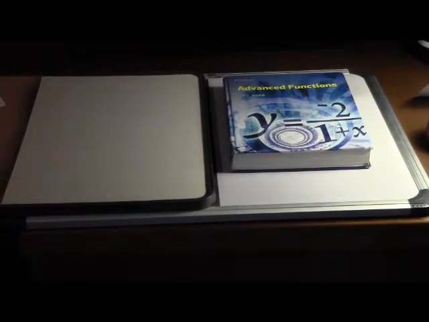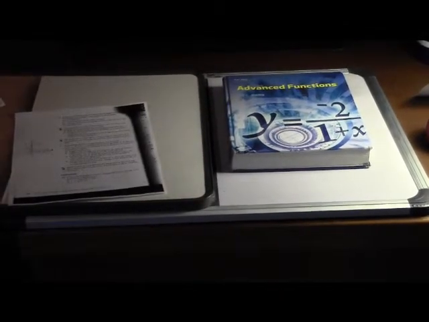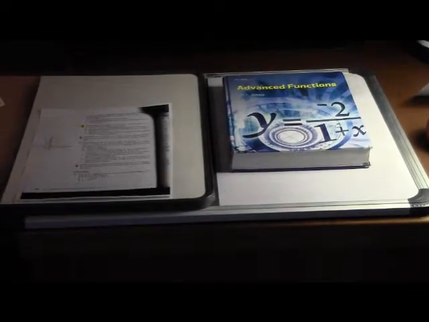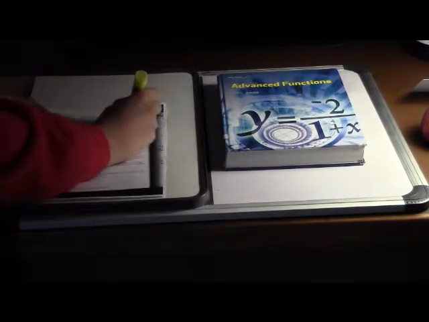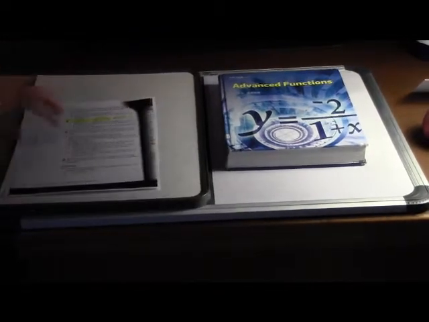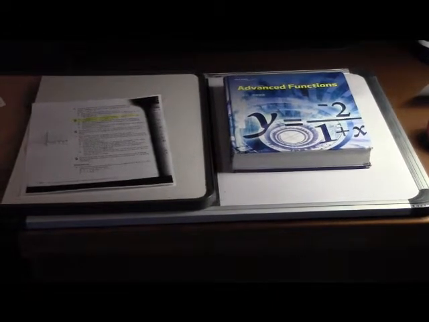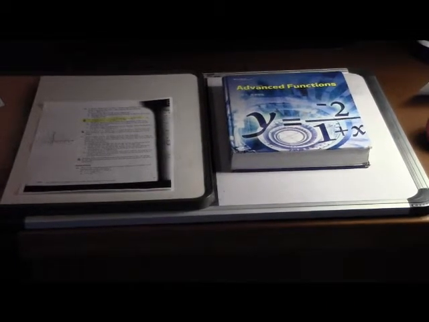So, we have our question right here. Question 9 says the population of a town is decreasing at a rate of 1.8% annually, and the current population of the town is 12,000. So that is all shown right here. That's our first question. Part A of the question is asking you to write an equation that models the population of the town.